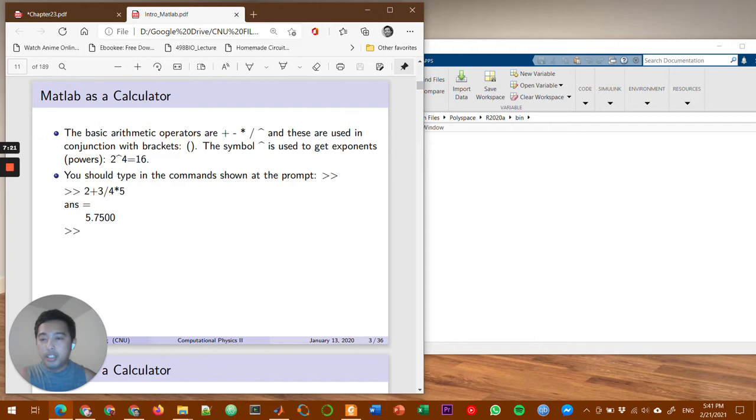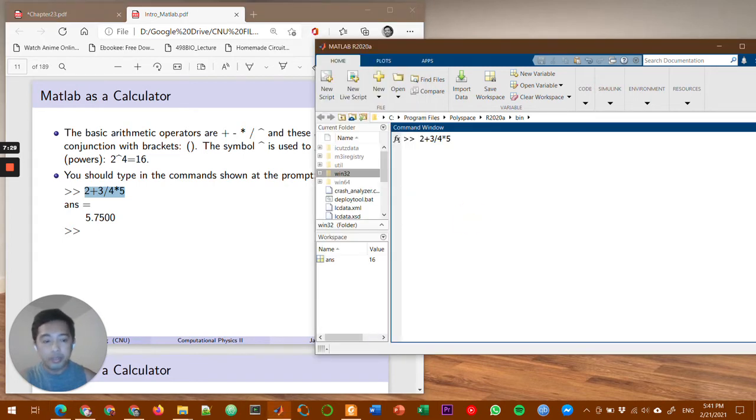So you can actually do this, I'll copy it. So you have 2 plus 3 divided by 4 times 5. If I hit enter, the answer is 5.75. So that's how MATLAB calculates.